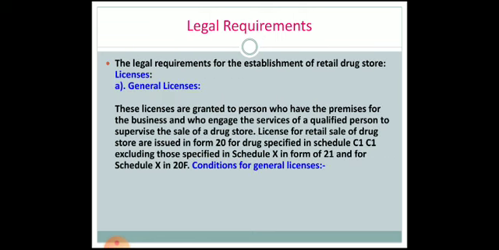There are certain legal requirements for the retail drugstore, like the license. General license: the license is granted to a person who has the premises for business and who engages the service of a qualified person to supervise the sale in the drugstore. A license for retail sale of drugs is issued in Form 20 and Form 20F. Form 20 is related to Schedule C and C1 drugs excluding those specified in Schedule X.